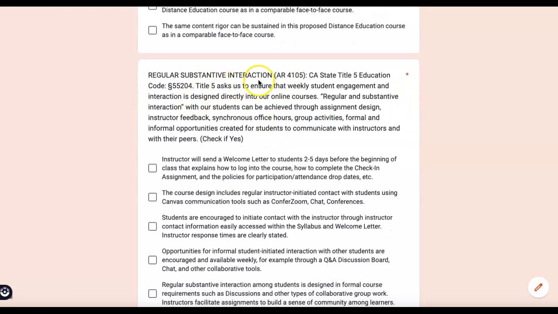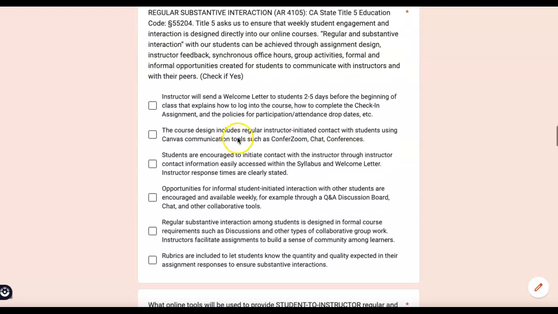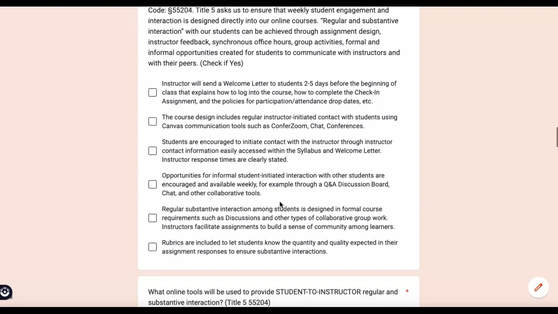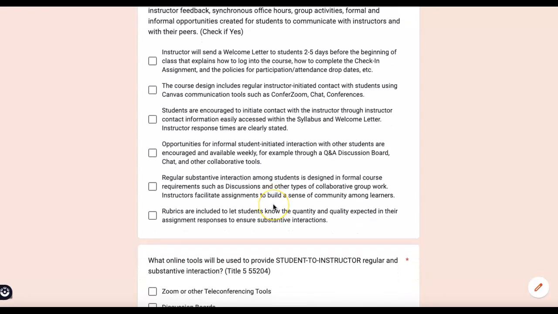Again, regular substantive interaction, which is the language from Title V from December of 2022 when it was chaptered in. You have to see a welcome letter. You have to see instructor-initiated contact. You have to see encouragement from the instructor to contact her, him, them, and you also have to establish informal opportunities for students to initiate interaction with each other. That can be through Canvas chat, or it could be through Pronto. They could also regularly use groups if you've designed those for them.